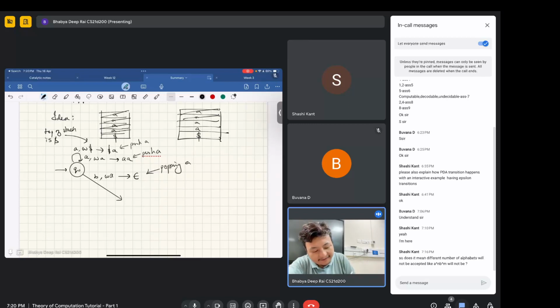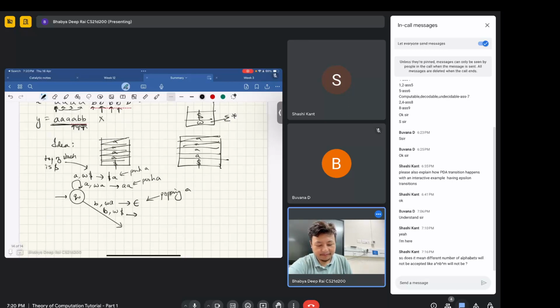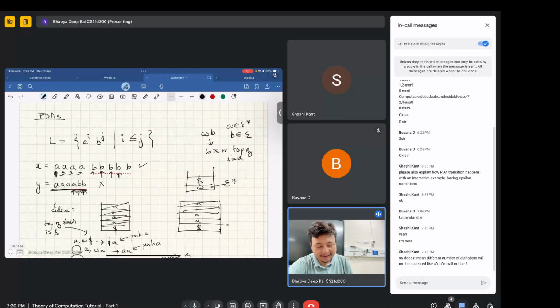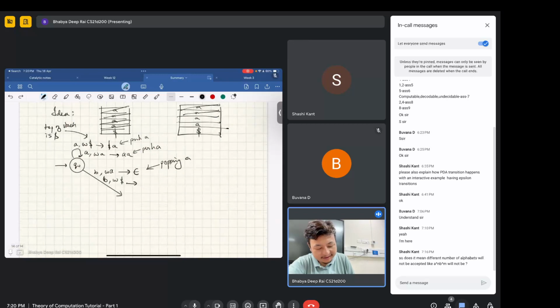And then finally, if I see a B and then I see a W dollar, what does this mean? I've already started seeing B, but still, if I've seen B, it means I'm good.